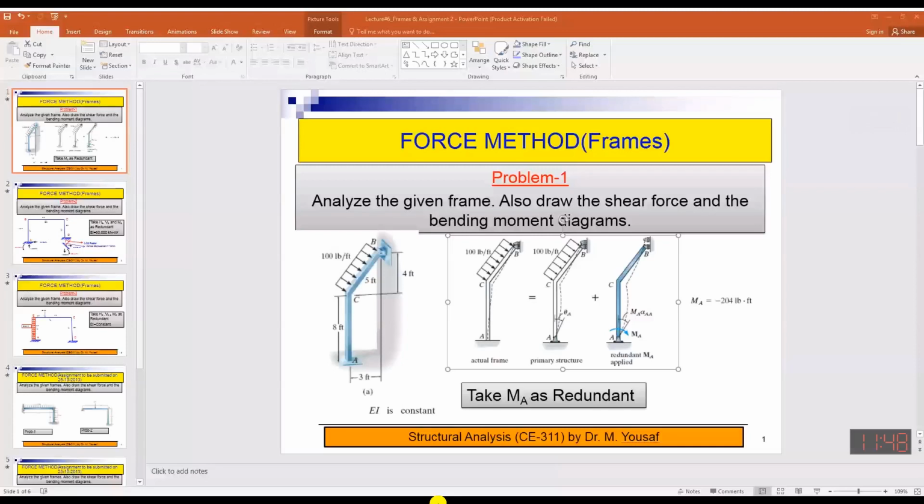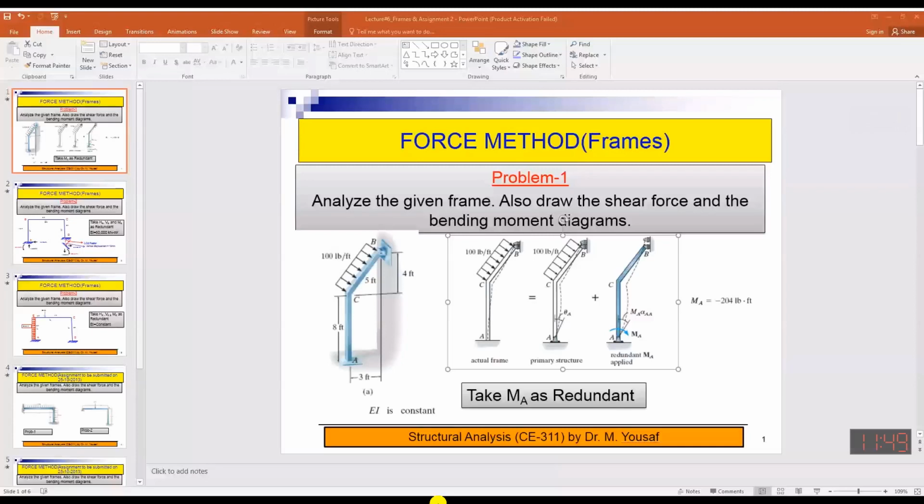So if you are considering MA as redundant, because you can see there are 3 forces and there is 1 force, so extra equation which is required, that is 1. So degree of indeterminacy is 1. So it can be broken into 2 structures. This is the primary structure. You can see this is hinge.